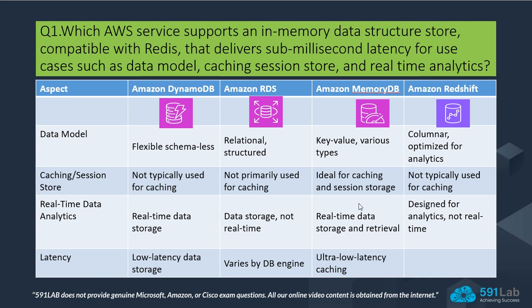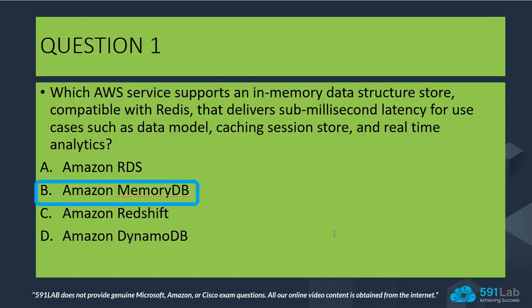From here, what you can conclude is that the one that has an in-memory data structure and sub-millisecond latency is the one that, if you compare here, is ideal for caching and session storage, and has ultra-low latency caching. So from this, you can conclude the correct answer is Amazon MemoryDB. Now let's move forward with the second question.